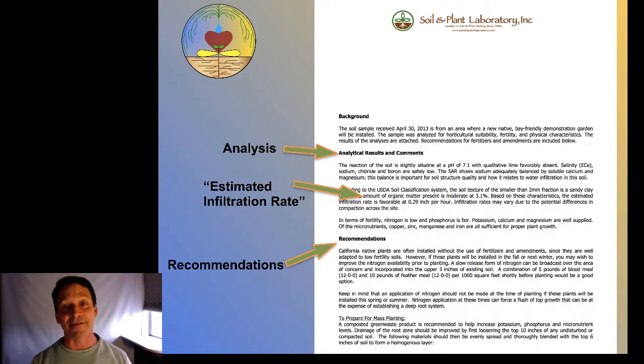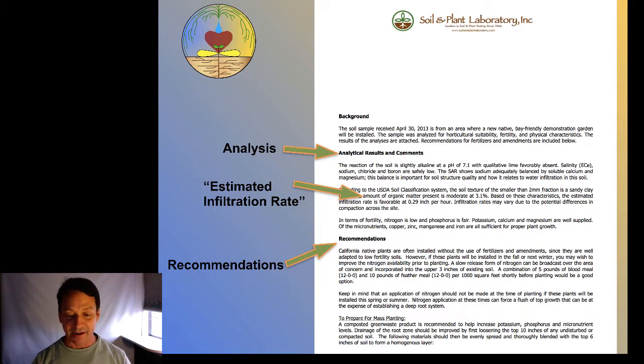Now this is the most important part of your soils report, and you've got to remember to ask for the analysis and the recommendations. As part of the analysis here, the SAR shows sodium adequately balanced by soluble calcium and magnesium. It shows that the sandy clay with the amount of organic matter present is moderate. And we've got the estimated infiltration rate of 0.29 inches per hour. They say that it may vary due to potential differences in compaction. So again, slope, cover, compaction, all those things can change the infiltration rate. But given this soil textural class, you're looking at about 1/3 of an inch per hour.